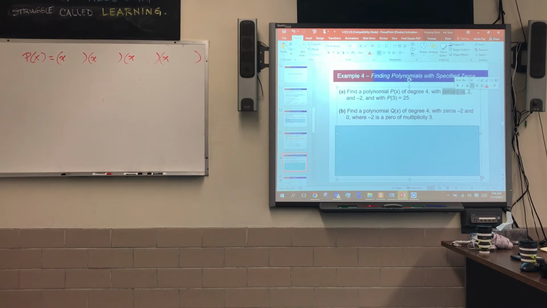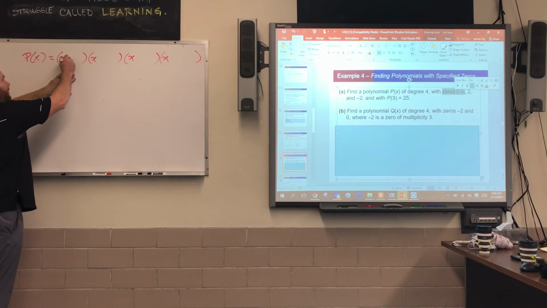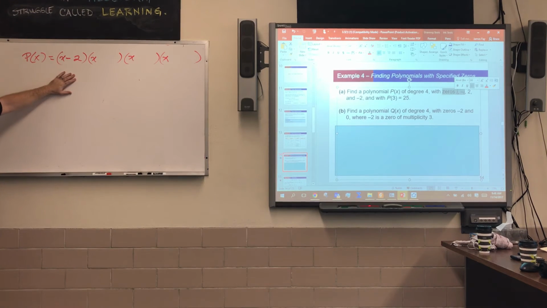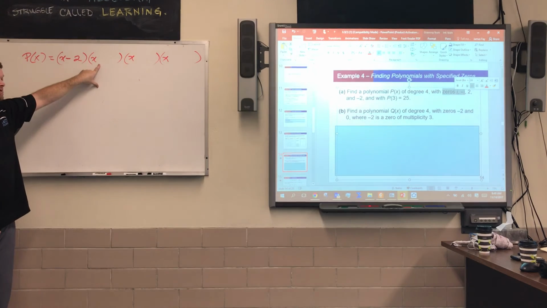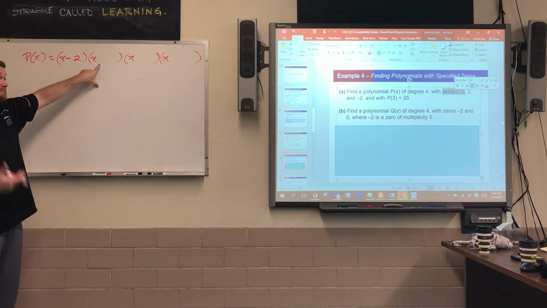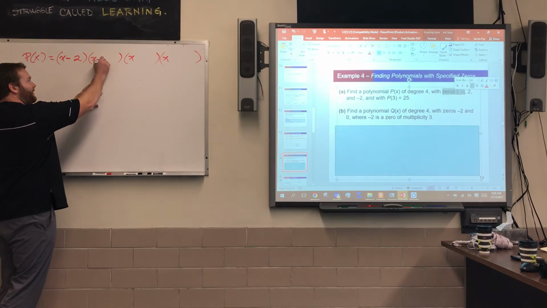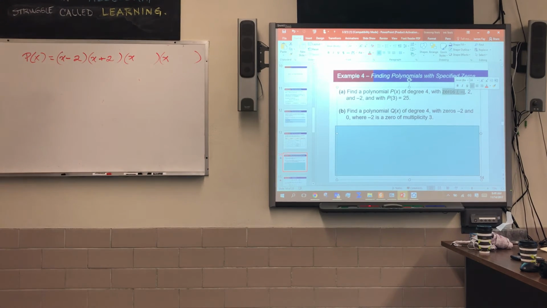Now, if those are my zeros, it's going to be x minus that zero, right? So let's start with the real zeros. Let's start with 2 and negative 2 first. If x equals 2, 2 being a zero, then x minus that is the factor. So 2 is the zero, x minus 2 is the factor. Go to negative 2. Negative 2 is the zero, so x minus that, x minus negative 2, is the factor. Minus the negative 2 becomes plus 2, right?